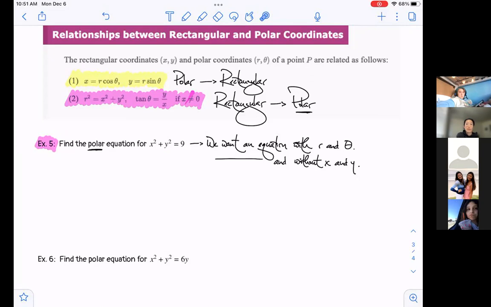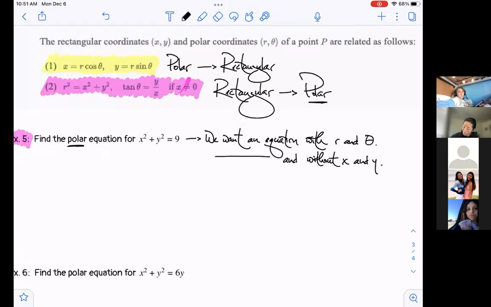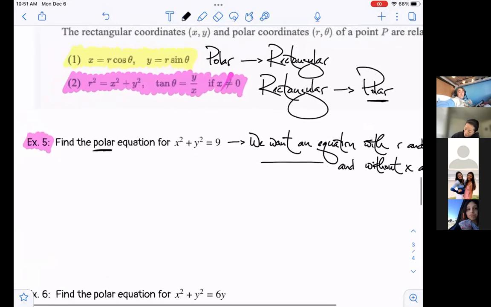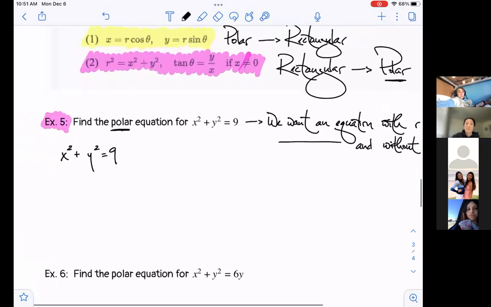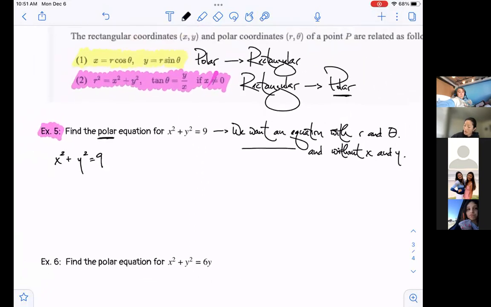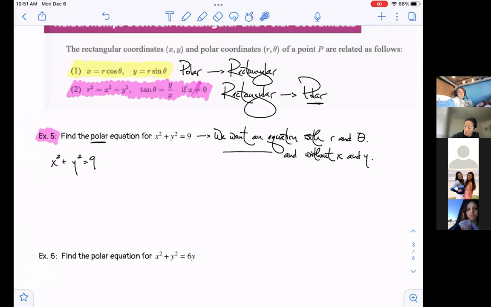Ooh, r squared equals 9. All right. How did you get that? This is the equation of the circle, but how did you get that from this pink equation? All right, let's unpack that process just a little bit.